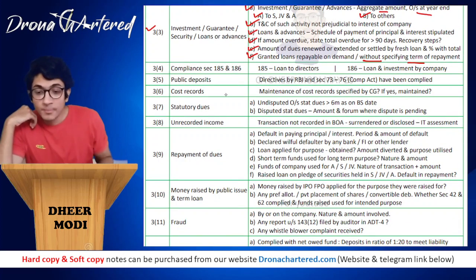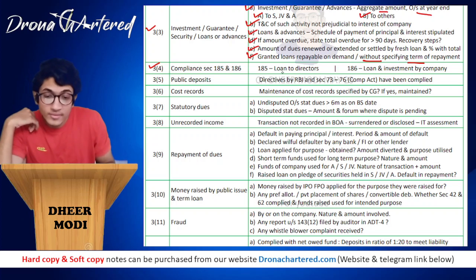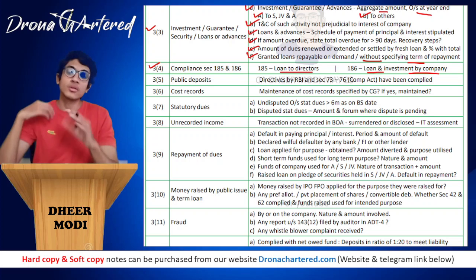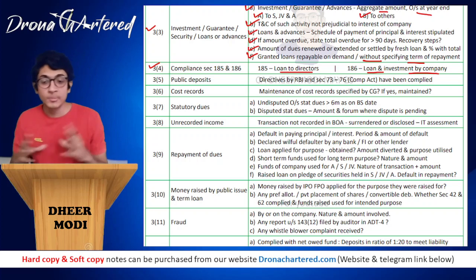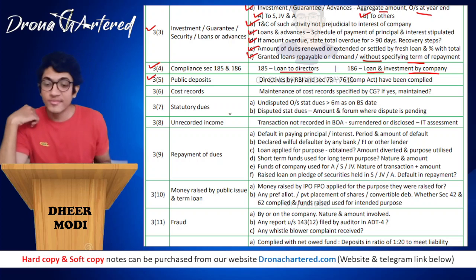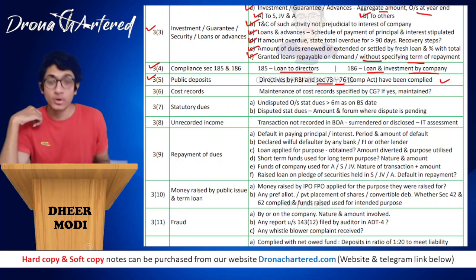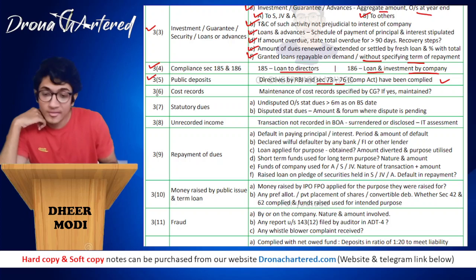Okay, next is your clause 3(4), which talks about compliance to section 185 and 186. So now what is 185? 185 is your loan to directors and 186 is loans and investment by the company. So of course you must have studied these sections in law also, so I'm not going very much in detail. Next, your clause 3(5). So that talks about public deposits. So whether directives by RBI, that is from section 73 through to 76 of the Companies Act, have been complied with or not. So that is what you have to report under clause 5.